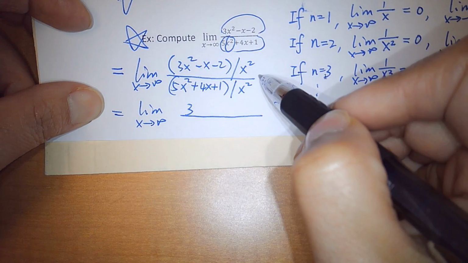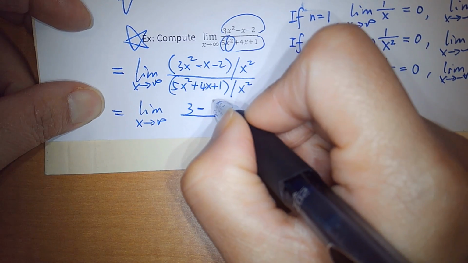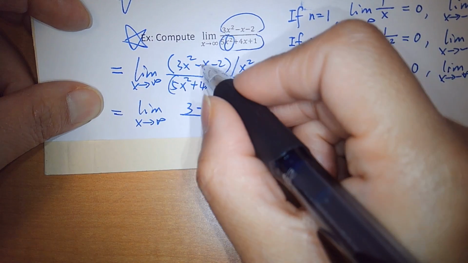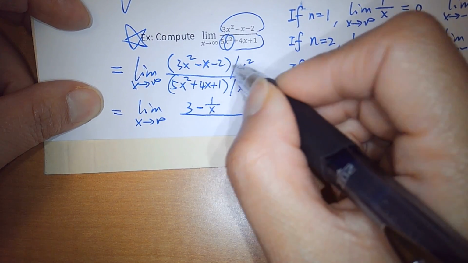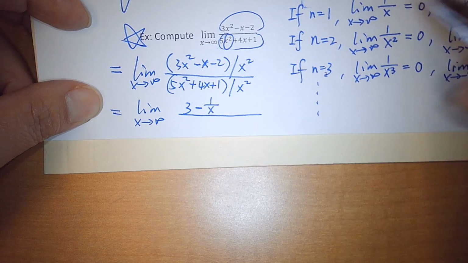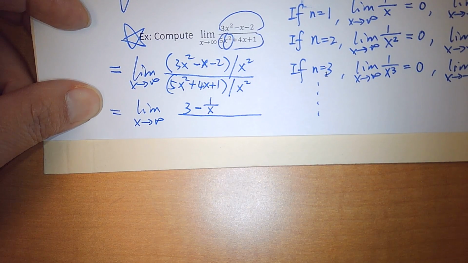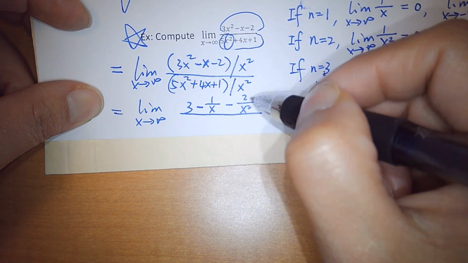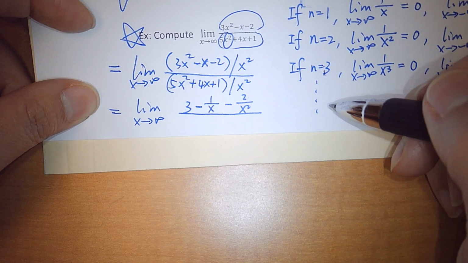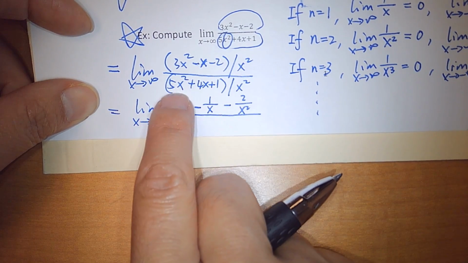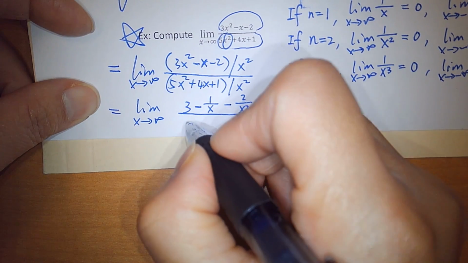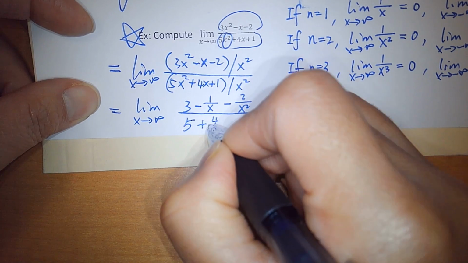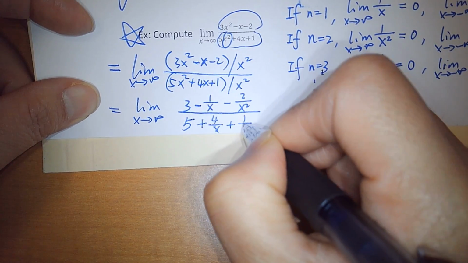Negative x divided by x squared is negative what? Negative 1 over x. Do you see that, guys? Negative x over x squared is negative 1 over x. Do you see that, Simon? Well, it cancels, yeah, I see that. Negative 2 over x squared. On the bottom, 5x squared divided by x squared is 5. 4x divided by x squared is plus 4 over x, plus 1 over x squared.